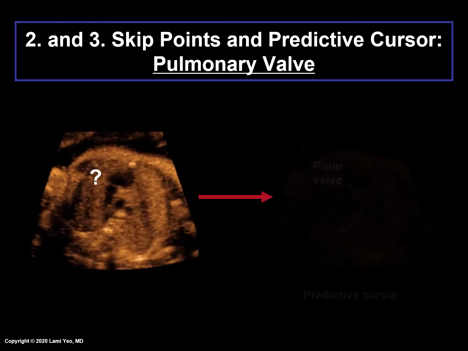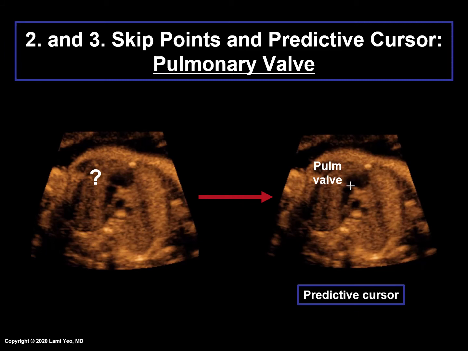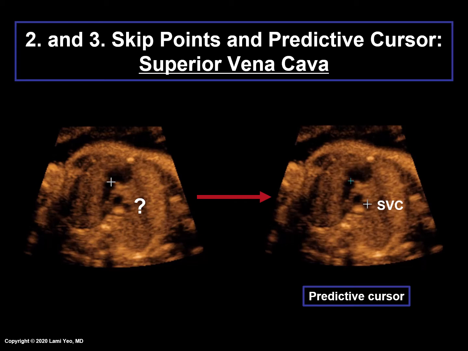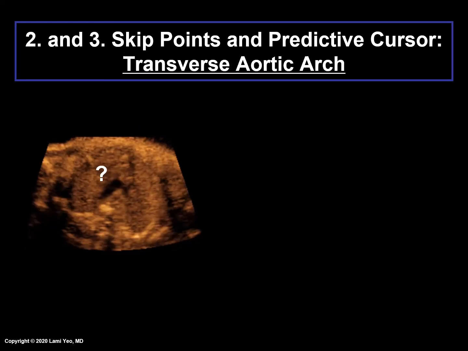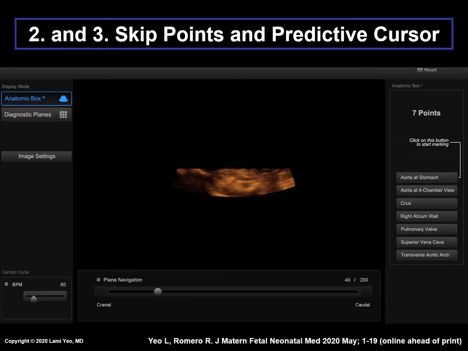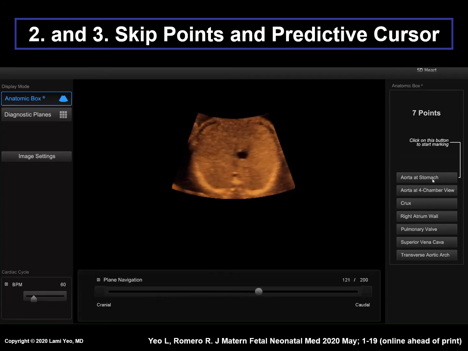Similarly, FIND will automatically place the cursor near or at the pulmonary valve for marking, as well as near or at the superior vena cava for marking. And finally, FIND will automatically place the cursor near or at the transverse aortic arch for marking. This video shows the user marking the aorta at the stomach, 4-chamber view, and the crux using their own judgment. However, the remaining 4 anatomical structures have been marked by predictive cursor placement only.